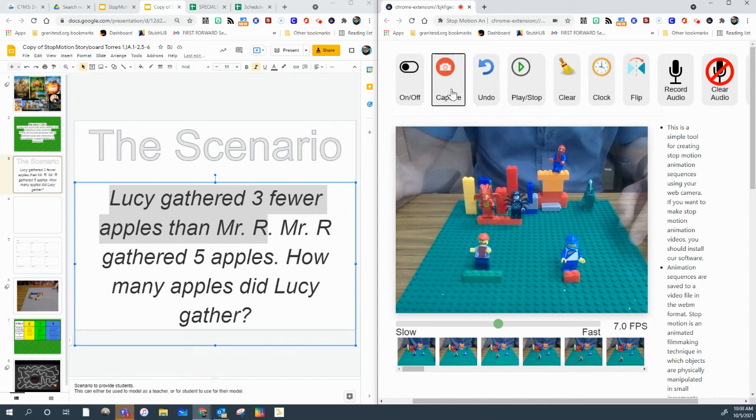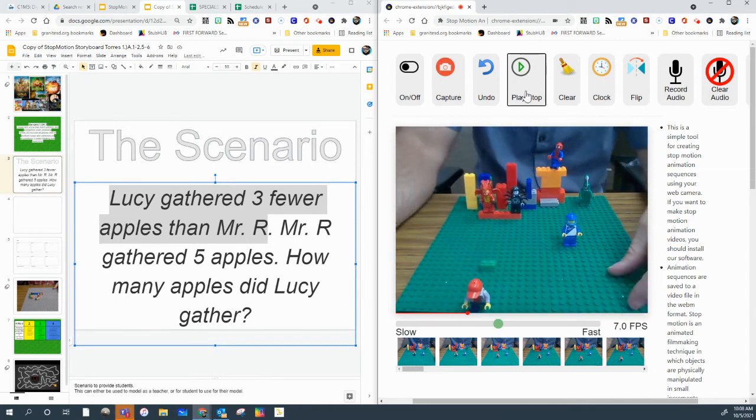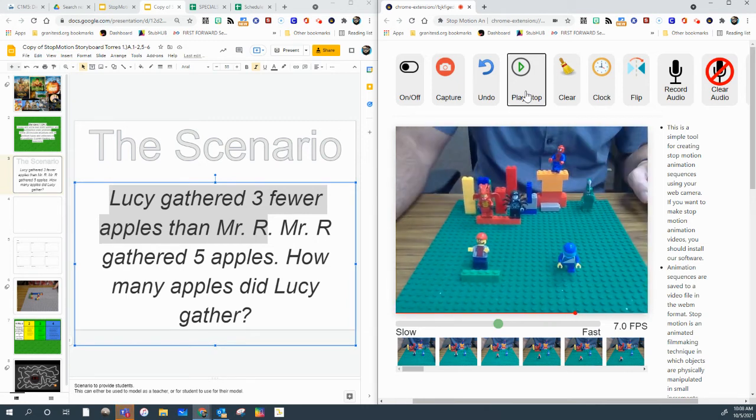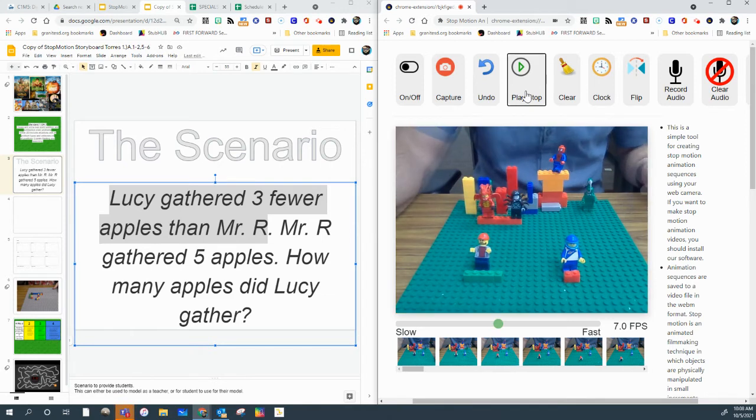Okay, so now I've got everyone's apples. Okay, and if I hit play, we're going to see all of that together. So I'm going to press play. There goes me, Mr. Reedford, gathering his 5 apples. Then Lucy, she's going to gather, she only got 2. She goes back around. Now let's count. Did I really gather 5 more than her? Or excuse me, 3, Lucy gathered 3 fewer than me.